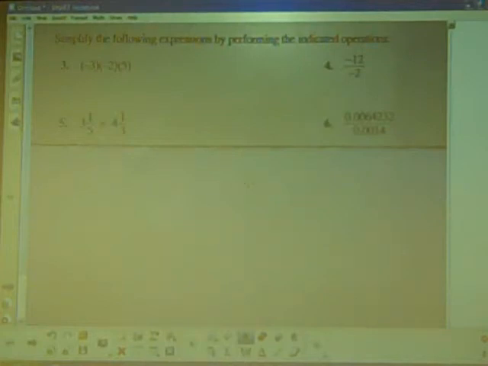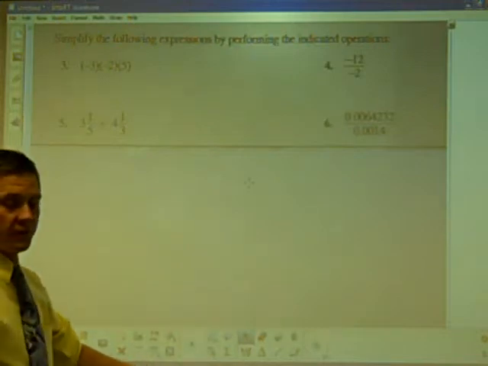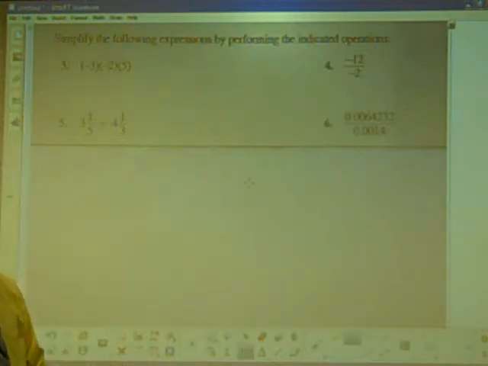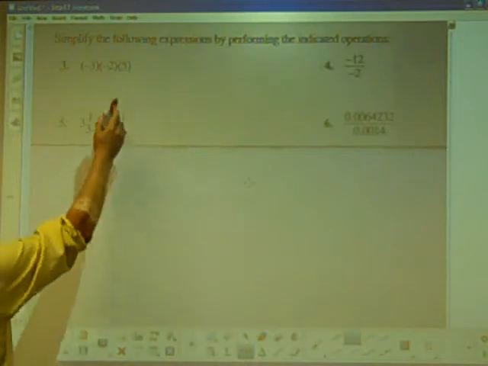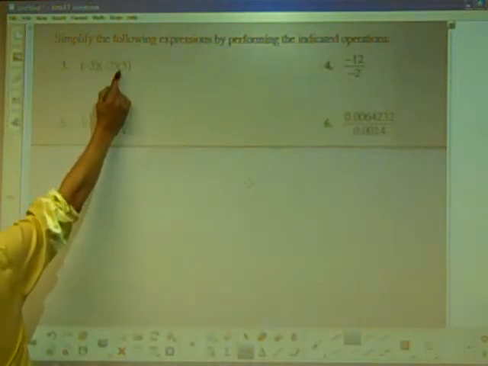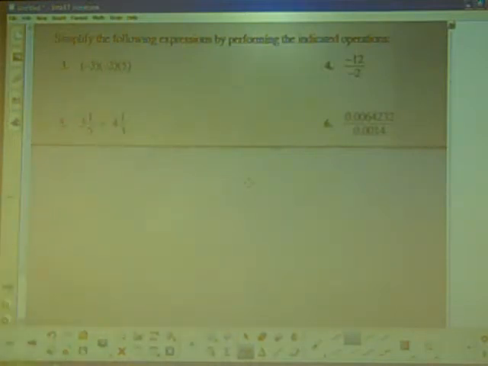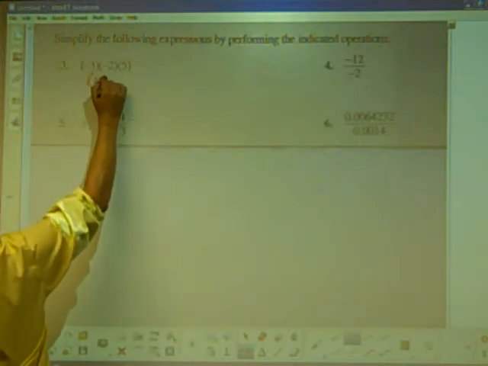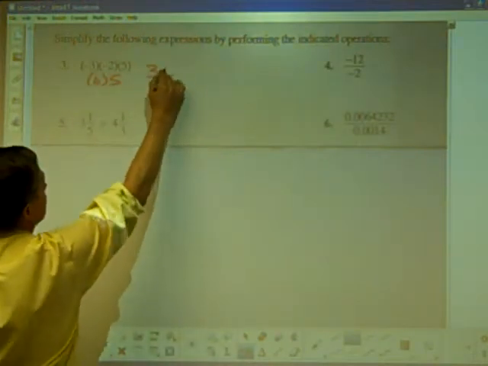All right, this is test 3, Form A. I'm doing questions 3 through 16, I believe, or 3 through 14. And starting with the first one, -3 times -2 times 5. Two negatives make a positive. 3 and 2 make 6. 6 times 5 is positive 30.